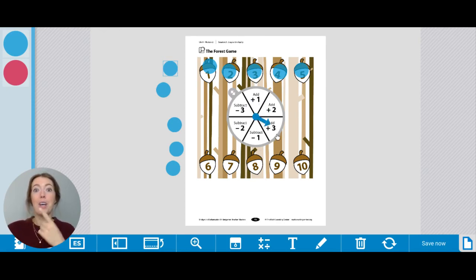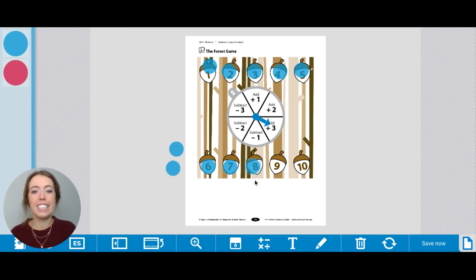Plus three. There's five right now. How many do you think there will be if we add three more? Eight. Let's see. We have five. Let's add one more, two more, three more. How many do we have? There are eight squirrels in the forest now.